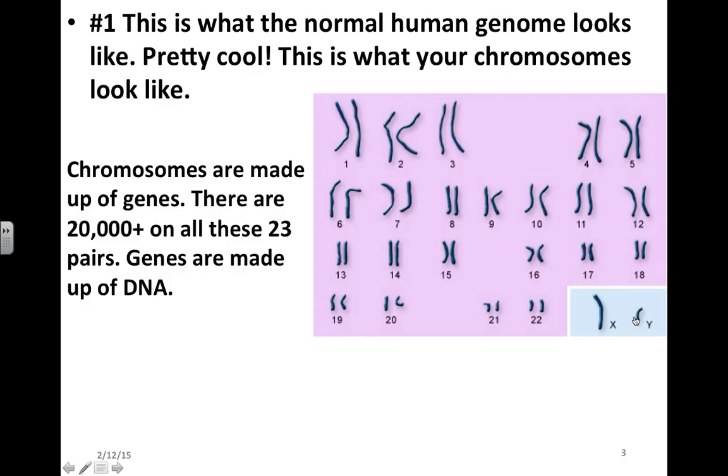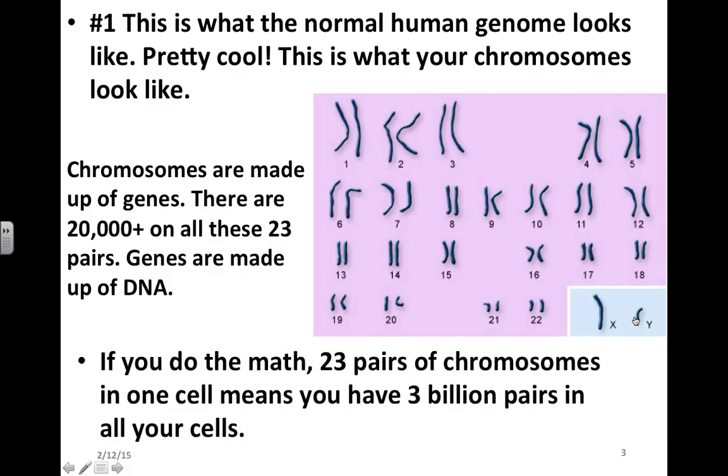Chromosomes are made up of genes, as we know. We just read this. There are 20,000 plus genes on all of these 23 pairs. And genes are made up of DNA, of course. So if you do the math, 23 pairs of chromosomes in one cell means that you have 3 billion pairs in all of your cells put together. So lots of chromosomes with lots of traits that we have.